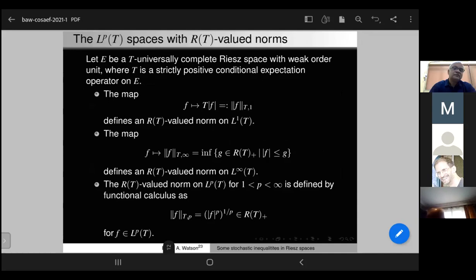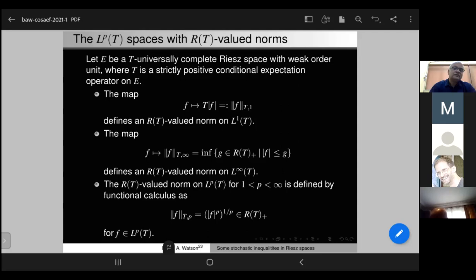Okay, well, we're now in a position to look at norms on the LP spaces, and the easiest and most natural one is the L1 norm, which takes F to T of mod F. The L infinity norm takes the infimum over the values in the positive cone of the range of T that bound mod F. And last, the general P norms for P between 1 and infinity. These require the use of a functional calculus.